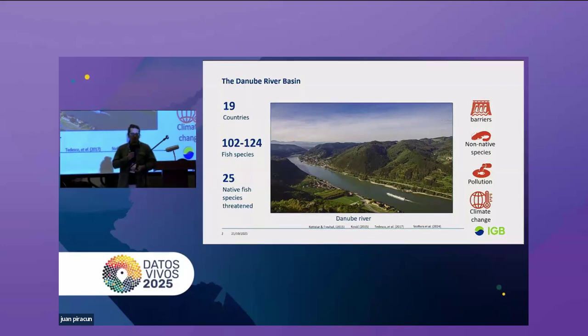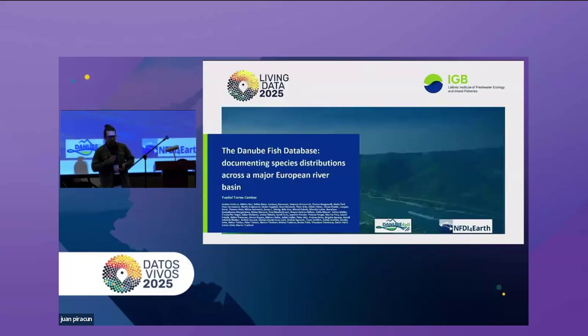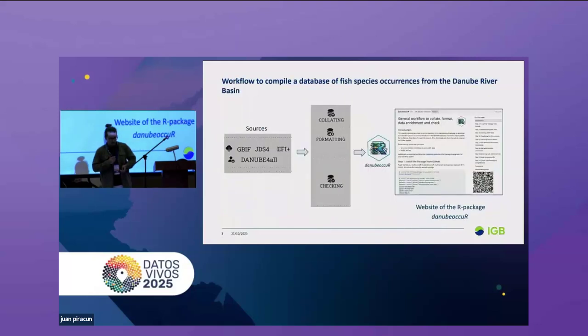Before this database, all the information on fish occurrences was dispersed. Most of it was not freely available, and it also came in different formats. So the main goal of creating this database was to put together all of this dispersed information in a common format and make it freely available for other users.